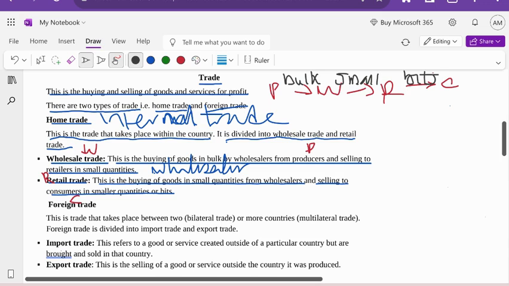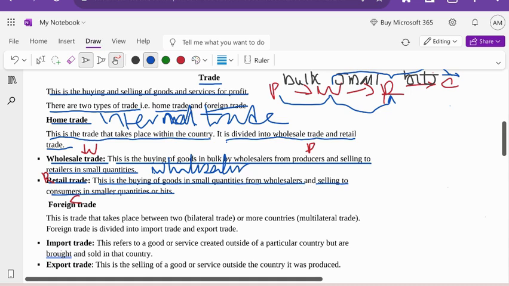Now, from what I have just drafted, it is very easy for us to define the wholesaler and the retailer. We shall say that the wholesaler is one that buys in bulk from the producer and sells in smaller quantities to the retailer, while the retailer is one that buys in small quantities from the wholesaler and sells in bits to the consumer.